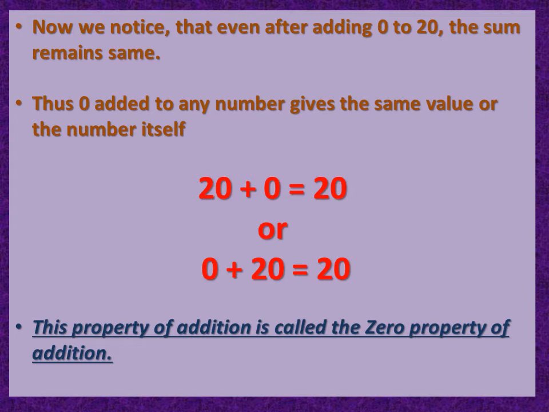So we notice that even after adding 0 to 20, the sum still remains same. 20 added to 0 gives us the same 20 only.